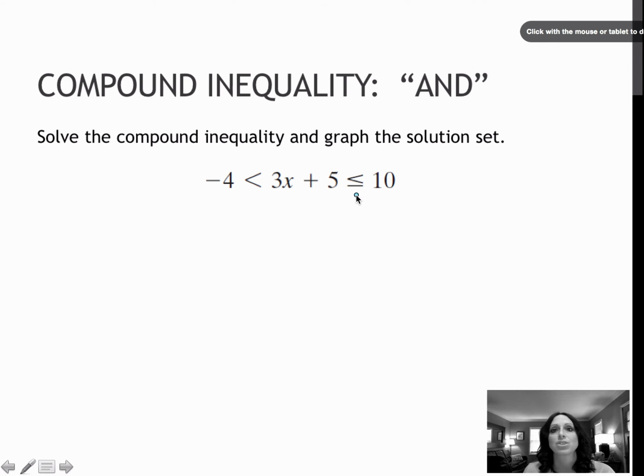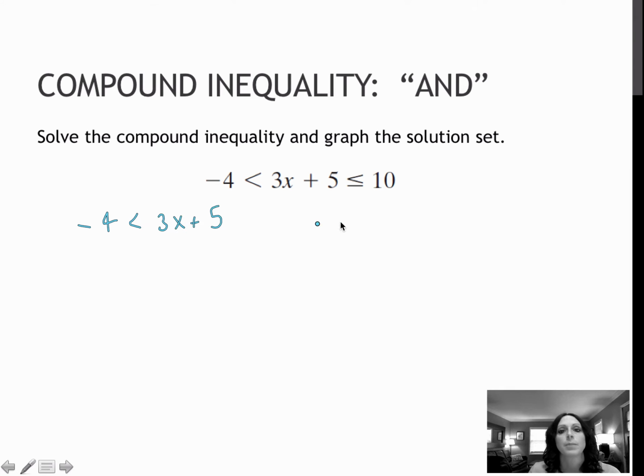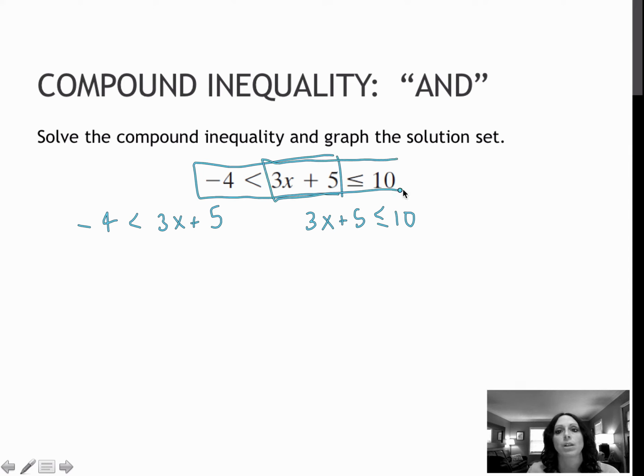So the first way is to just make it two separate equations, or two separate inequalities. Negative 4 is less than 3x plus 5, and then 3x plus 5 is less than or equal to 10. So basically what I did was I made one inequality here and one inequality here, and then you can solve each one separately.